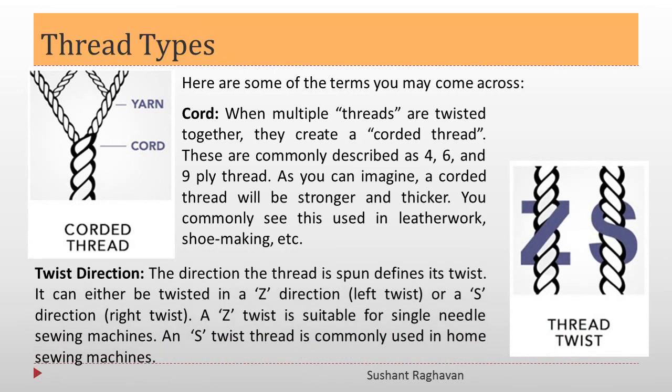Thread twist. Twist direction. The direction the thread is spun defines its twist. It can either be twisted in a Z direction, left twist, or an S direction, right twist. A Z twist is suitable for single needle sewing machines, and S twist thread is commonly used in home sewing machines.